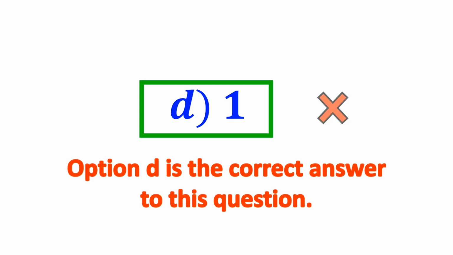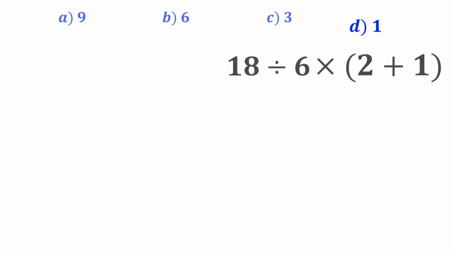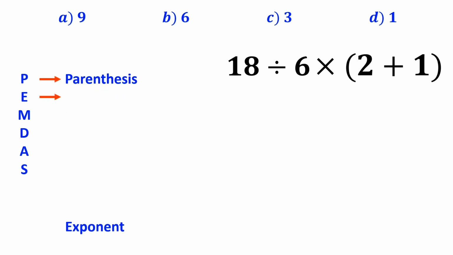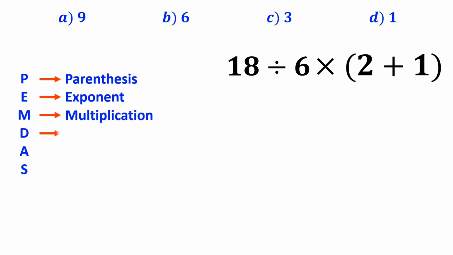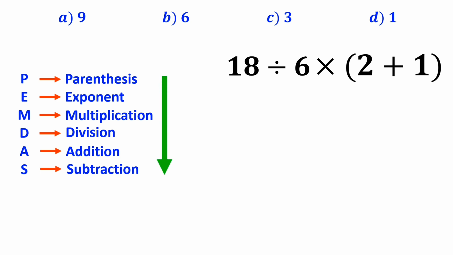But it's completely wrong. To solve this question, we need to follow the PEMDAS rule. In this rule, P stands for parentheses, E stands for exponent, M stands for multiplication, D stands for division, A stands for addition, and S stands for subtraction. We have to follow the order of operations I told you, step by step from top to bottom.